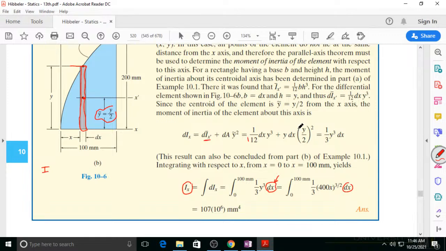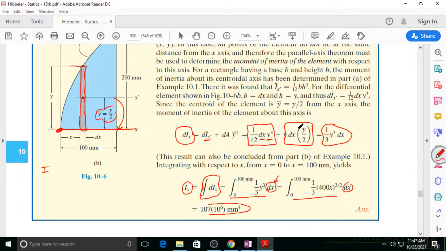And then what he finds out is, what is the I about the centroid? He uses the formula that was derived a page before. 1/12 base times height to the third. And then he uses the Parallel Axis Theorem to draw it back down to right here, to this origin right here. And he ends up with an equation right here. And that is basically the dI of the strip. And then he comes in and does it this way. He integrates that, goes through the process, finds the same answer.